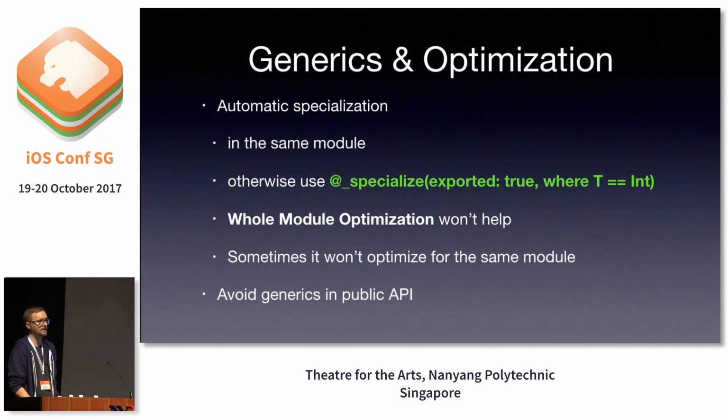And I have a lot of commits where I de-generic my code. I avoid generics in the public API because of that penalty.